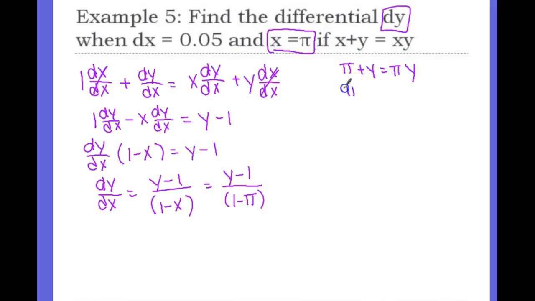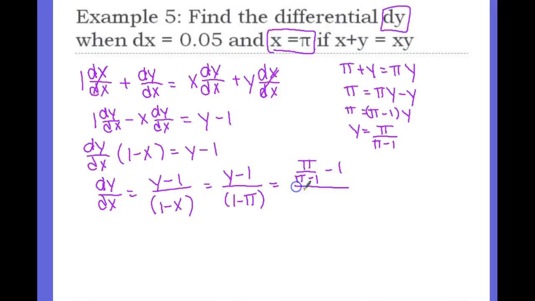So I'd have to say pi equals pi y minus y. And then say pi equals y times (pi minus 1) by GCFing the y again. And then I get y equals pi divided by pi minus 1. And I have to do this because I need to know what y is over here. So I get pi over pi minus 1, all over 1 minus pi. Just super gross.